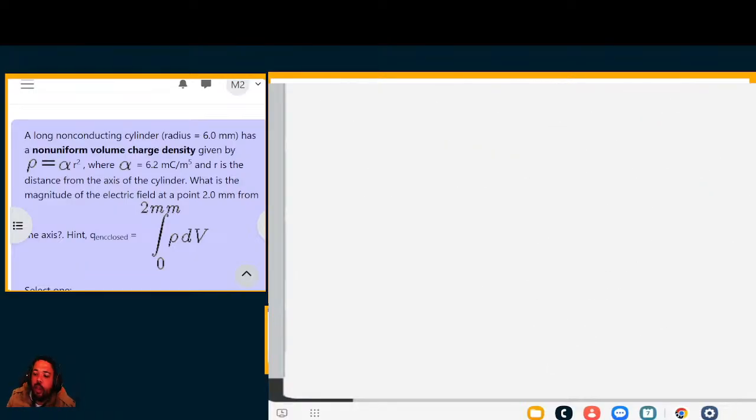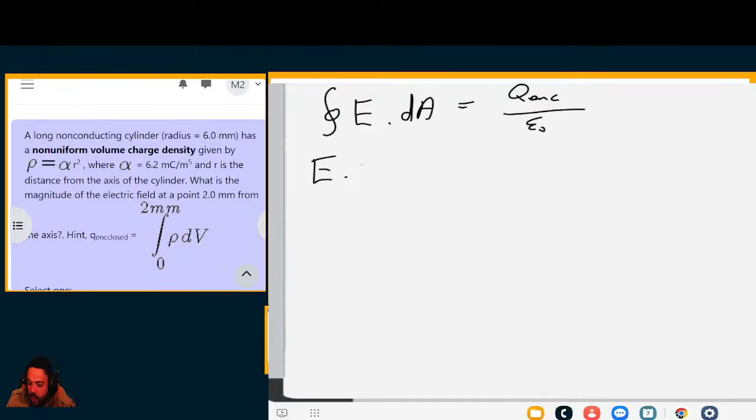If I continue, how do we get the electric field at a certain distance? We of course use Gauss's law. Gauss's law states that the electric field dotted with the area vector in an enclosed surface is equal to the enclosed charge divided by the permittivity of free space. Now we know that this is symmetrical, and then dA should be the same as the one we had before, 2 pi R L. I've already explained in a previous problem how we get 2 pi R L.